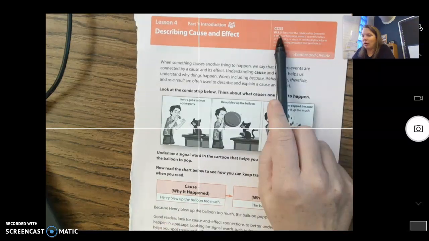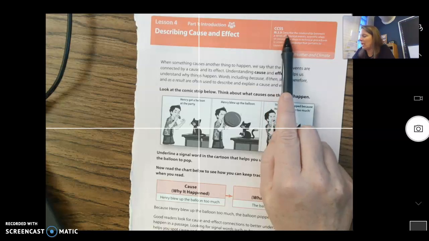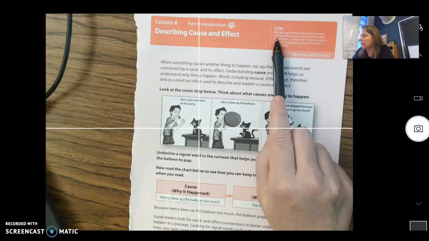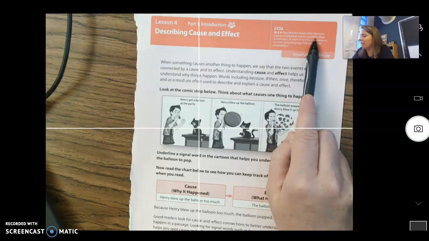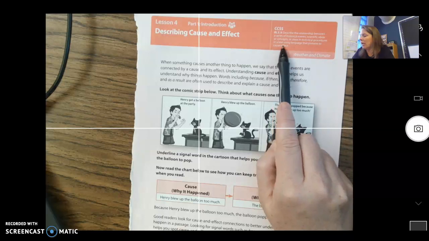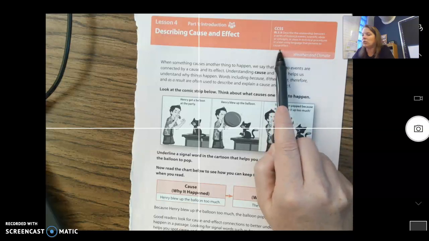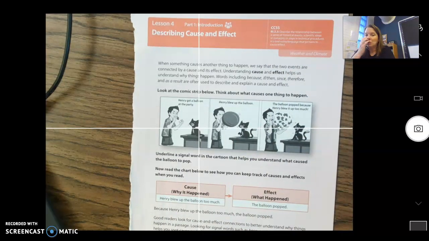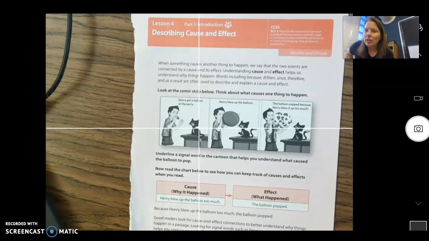So the standard that we're going to be doing is up here in the corner. It's going to say, describe the relationship between a series of historical events, scientific ideas or concepts, or steps in technical procedures in a text using language that pertains to cause and effect. So when we start talking, you're going to be like, oh yeah, I know what this is.